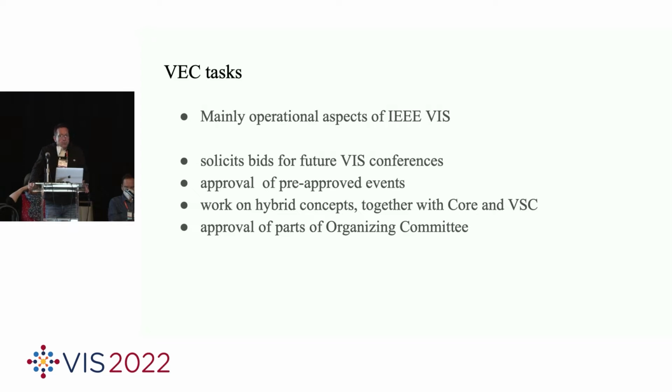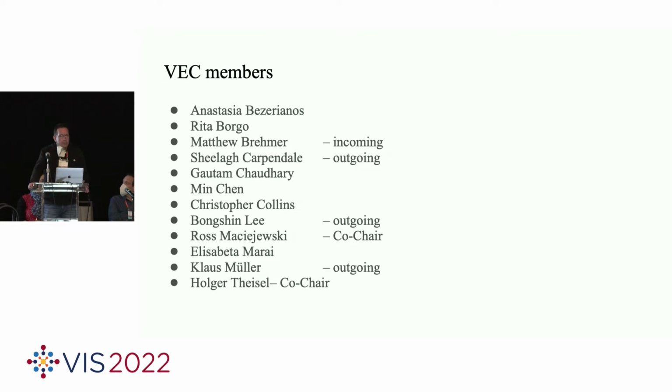Also, attempts to continue working on the concept of hybrid conferences, and a lot of discussions are going on about how to continue this, is something the VEC is concerned with. And also parts of the organizing committee, especially the organizational part of the organizing committee, are on the table of the VEC. The VEC consists of 11 members. Here are the names. I don't have pictures, but you know most of them anyway. Some of them are incoming, some of them are outgoing.